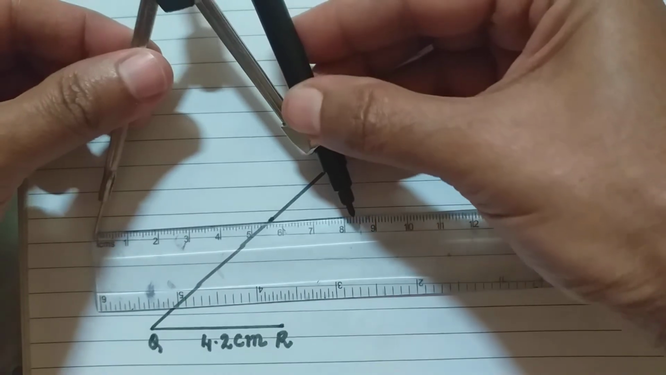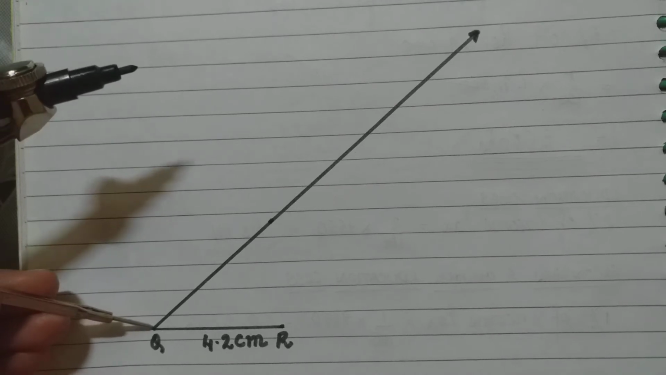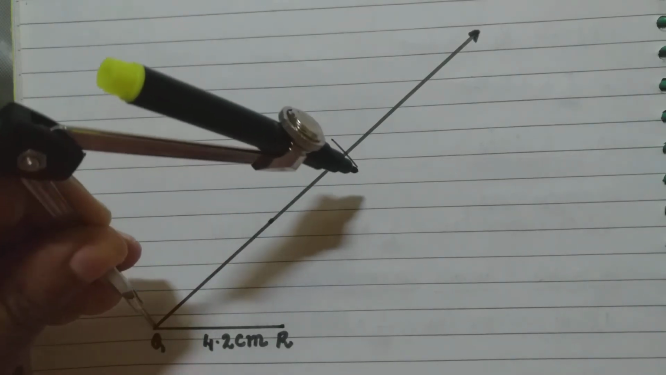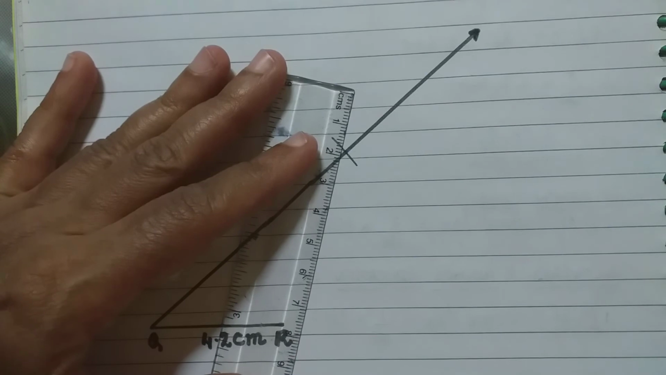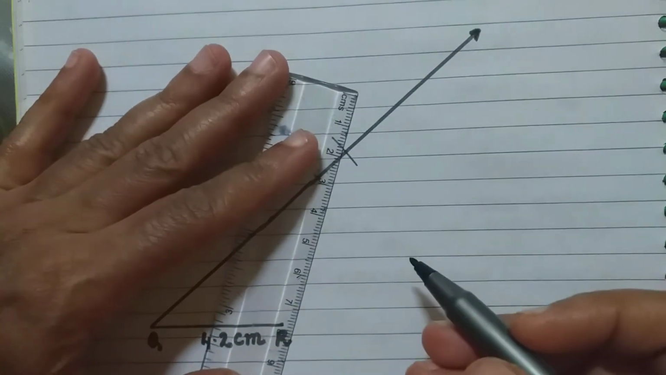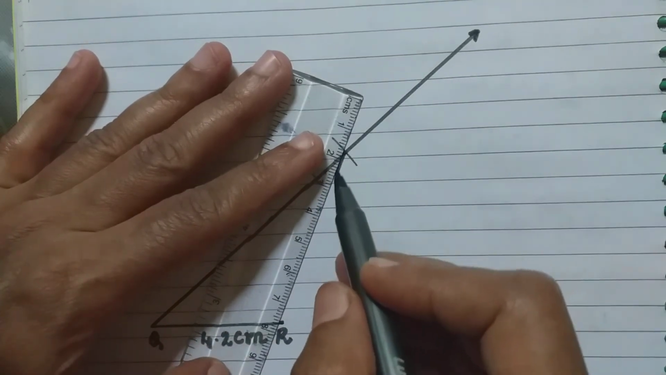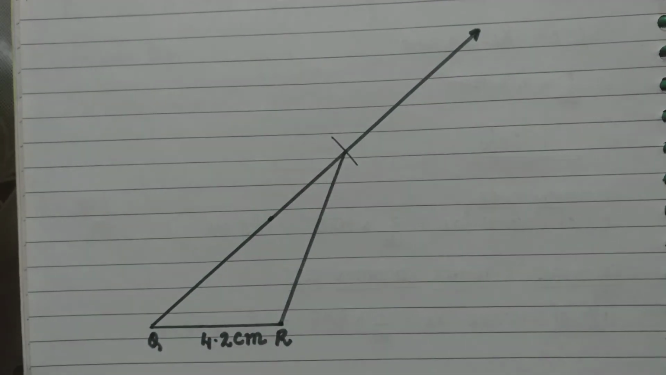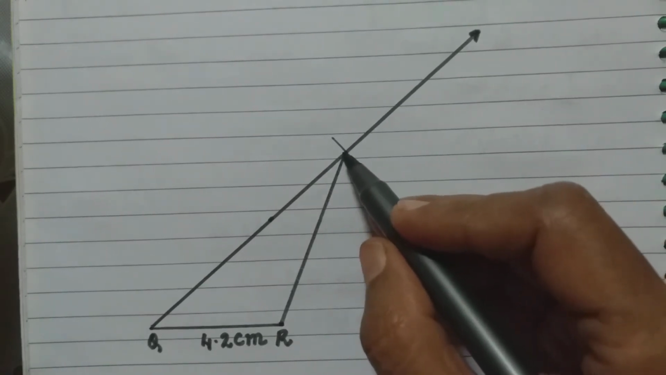So we take the distance 8.5 centimeter and at Q we keep the rounder and we mark now 8.5 centimeter here. Okay, once we mark it, then we take the scale and keep it at the point where the arc cuts the ray and join it to R. Okay, now this point where the arc has cut the ray, we take it as some other vertex.